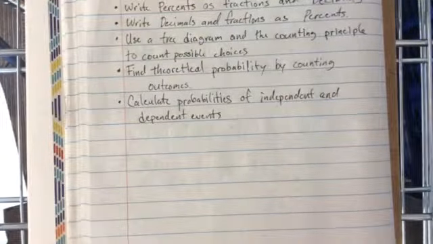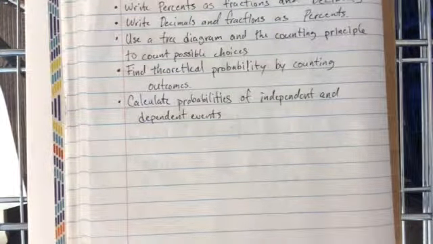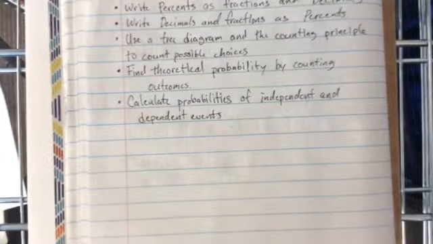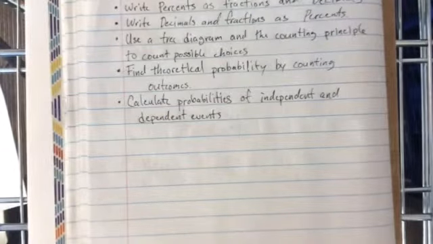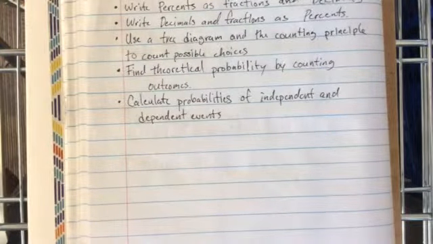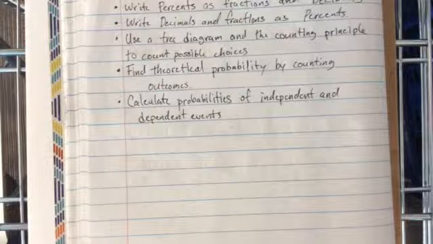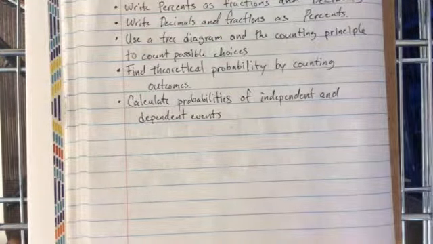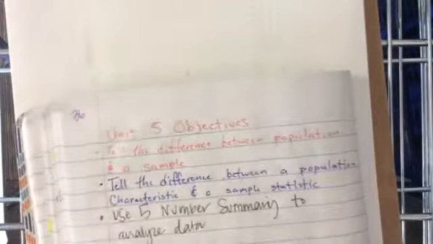So we're talking about calculating probabilities of dependent and independent events. Once we've got that written all down, flip on over to page 41. And at the top, independent and dependent events.